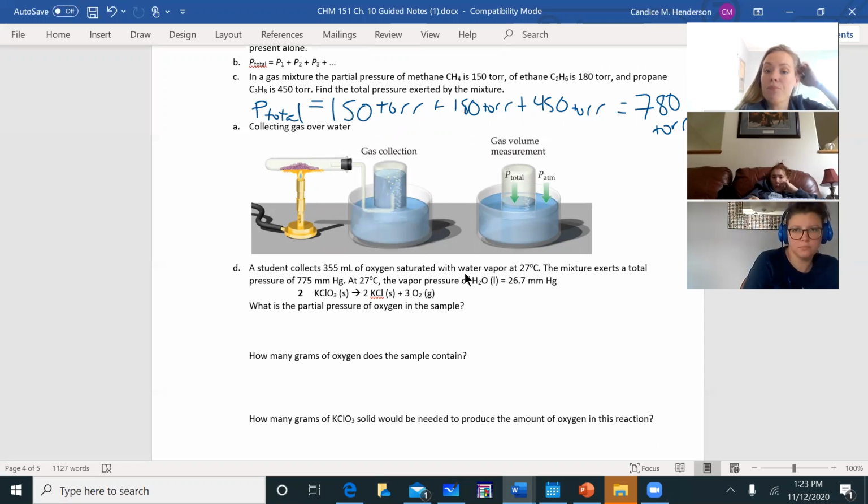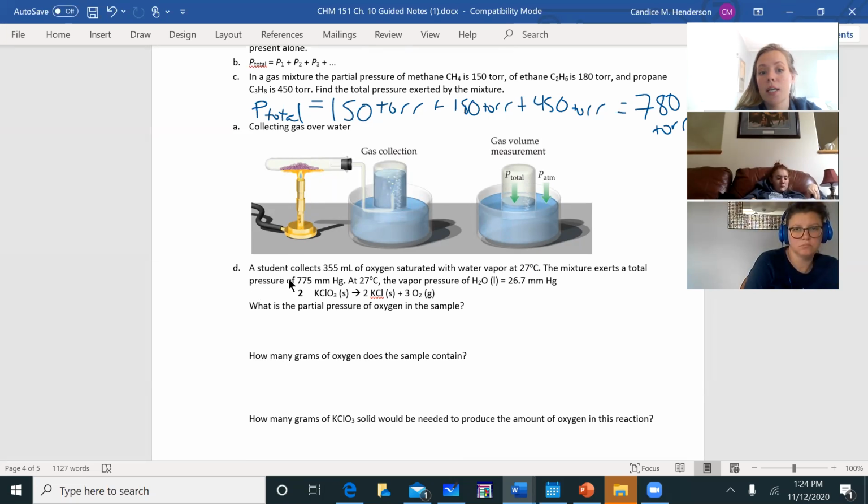Why that's important is because water itself, depending on what the temperature is, there's going to be a certain amount of water vapor sitting in that space above the water. If this is warmer, more water can vaporize. So there's going to be this thing called vapor pressure, or water vapor pressure. And that's sort of like background noise. We have to subtract out the water vapor pressure in order to figure out the pressure of just the gas collected.